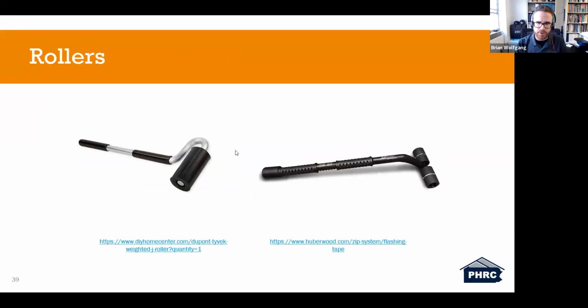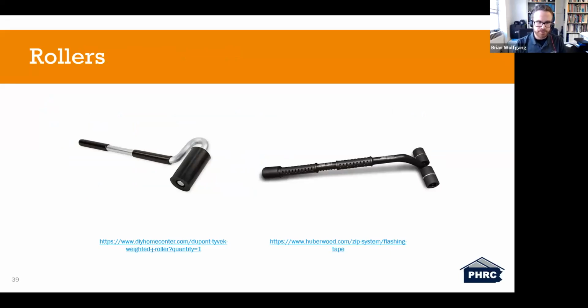There are a ton of different products on the market. Some are brand specific, but those J rollers, or those rollers in general, are going to help ensure that you are installing that tape properly. But the question you really have to answer, if you're the installer, is whether you're ensuring that your crews are using this every time.